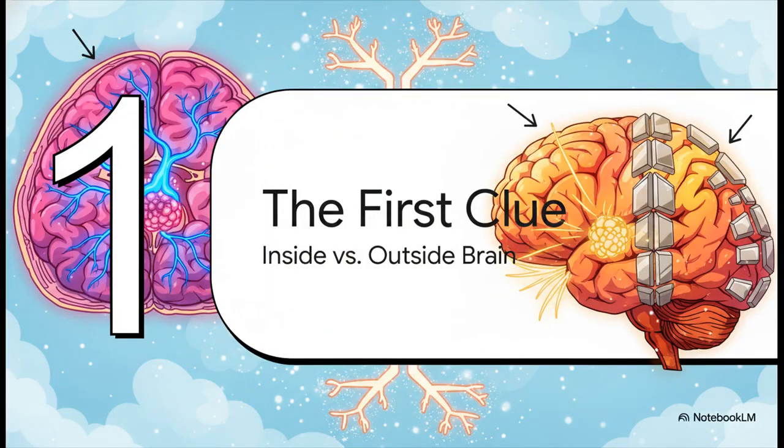Okay, first things first, the absolute number one question you have to ask is this. Is this thing growing inside the brain tissue itself? We call that intra-axial. Or is it growing outside the brain tissue, pushing its way in? That's what we call extra-axial. This is the first and honestly, the most important fork in the road for our investigation.